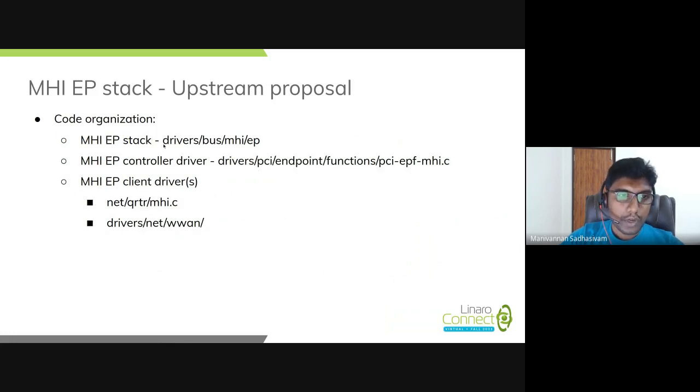So here comes the code organization of the MHI endpoint stack. The stack will live under drivers/bus/mhi/ep, and the MHI endpoint controller driver will live under drivers/pci/endpoint/functions. And then the client drivers will live under the same location as the host client drivers. We'll try to reuse the existing host client drivers as much as possible.